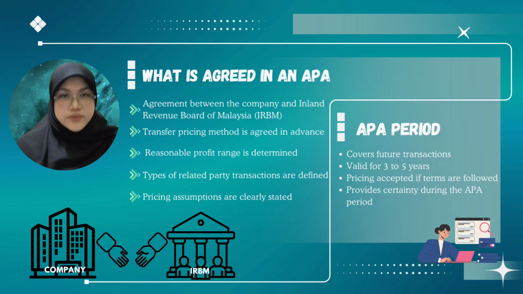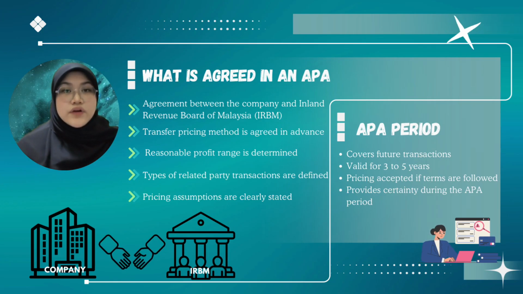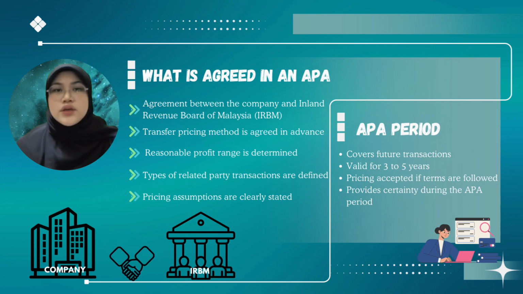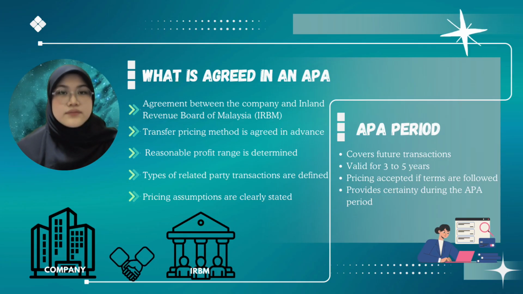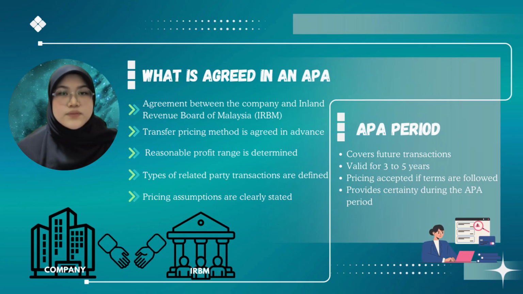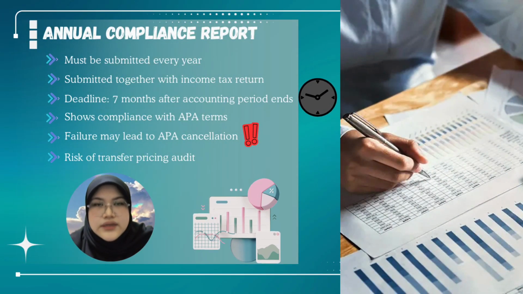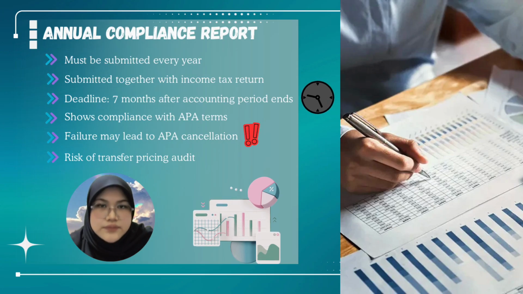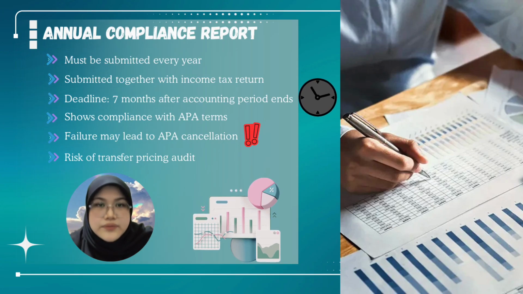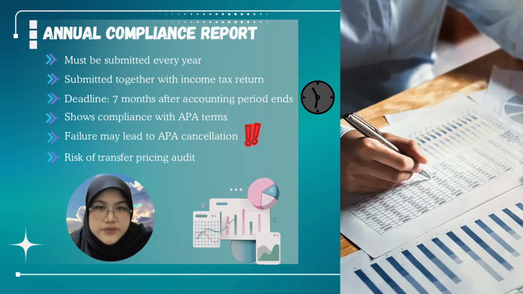Next, the APA period. An APA normally covers future transactions for a period of 3 to 5 years. During this period, as long as the company follows the agreed terms, LHDN will accept the pricing result as fair and acceptable for tax purposes. After an APA is agreed, the company must submit an annual compliance report every year together with the income tax return. This report must be submitted within 7 months after the end of the accounting period.